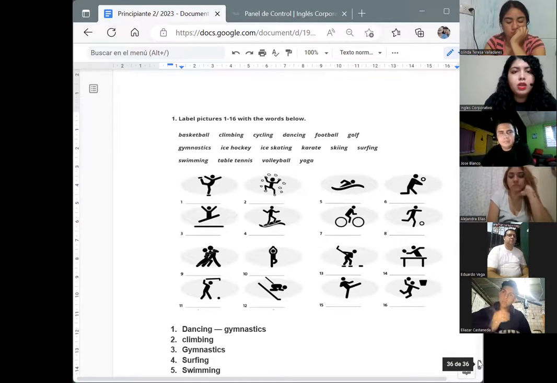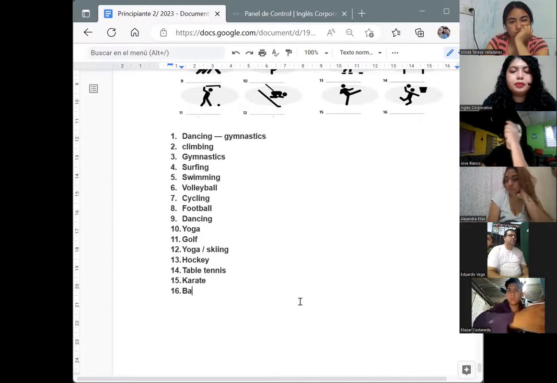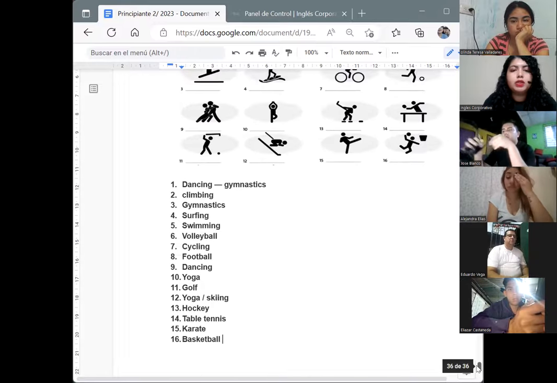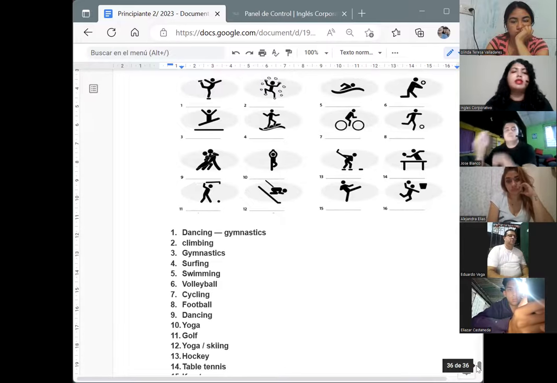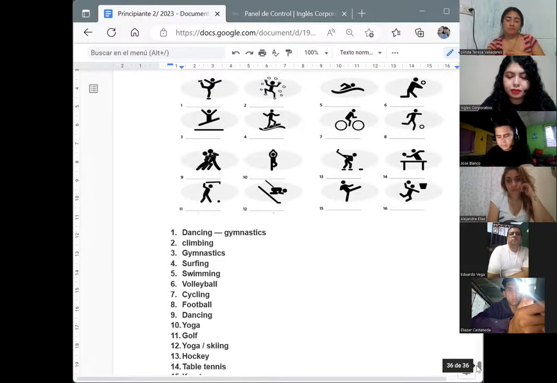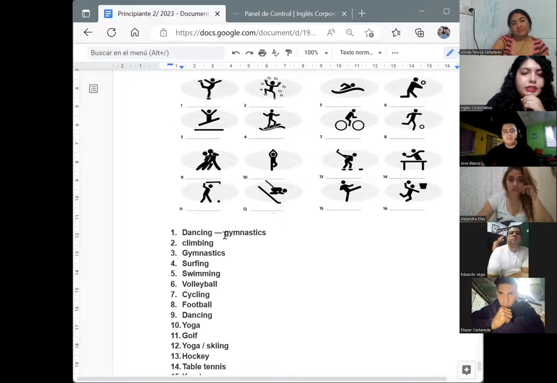Ya vamos a revisar cuáles son los nombres que tenemos y cuáles nos hacen falta. Okay, vamos a corroborar. Number one, tenemos dos opciones, dancing and gymnastic. ¿Creen ustedes que es dancing and gymnastic o alguna de las dos opciones? ¿Está bailando o está haciendo gimnasia? ¿Qué creen que está haciendo el número uno? Gimnasia. Entonces quitamos dancing.